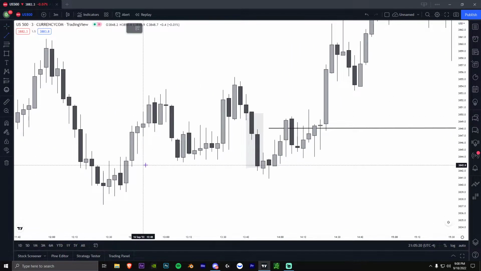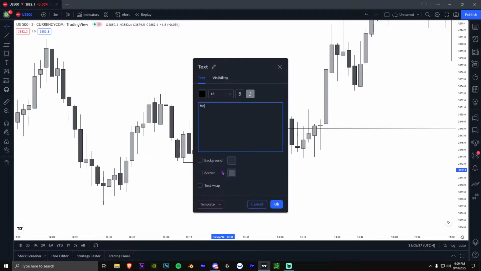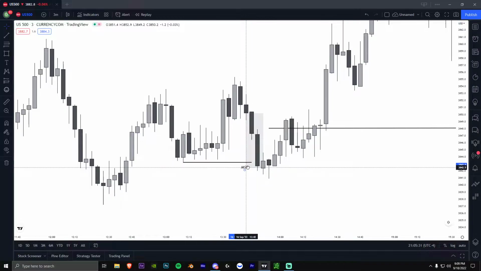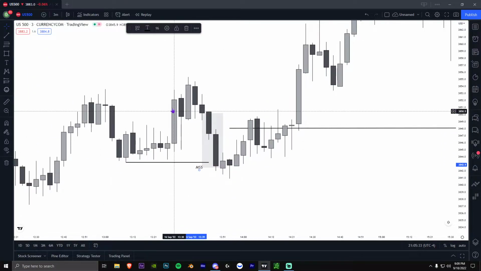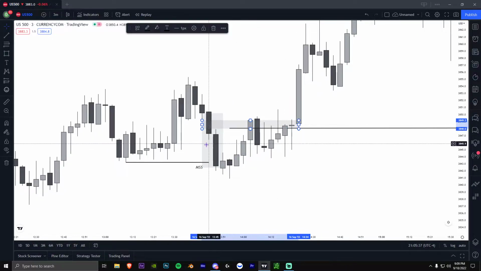So if you guys notice, this is the obvious low right here. So we have the market structure shift, okay? And why did I like this play? Well, we had the market structure shift. We formed the fair value gap right here. So this is why I'm gonna limit there.